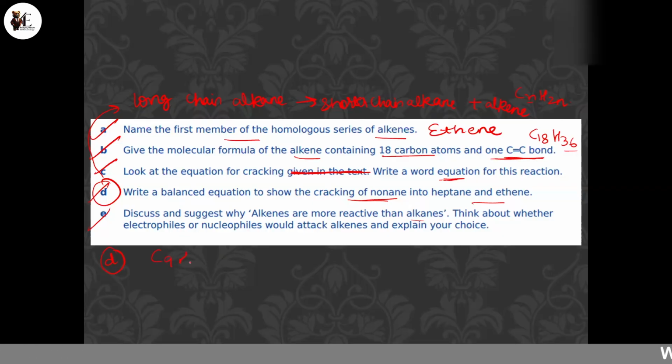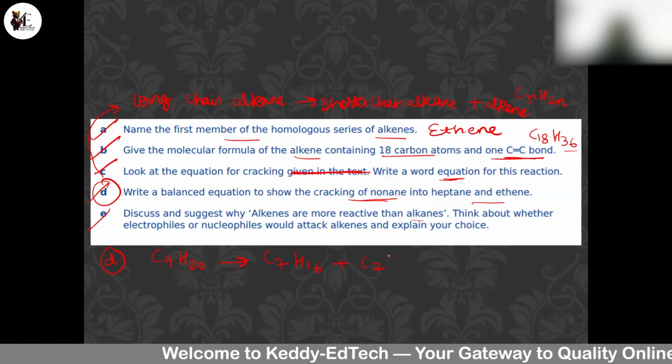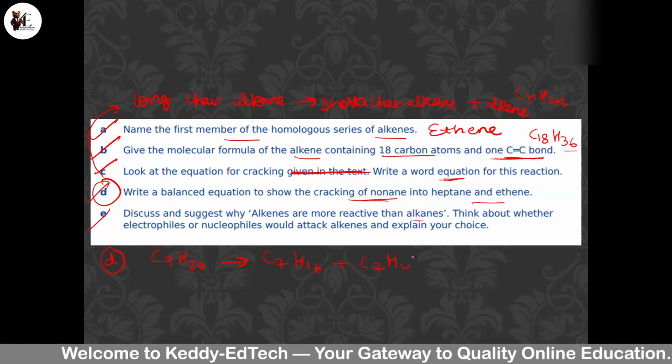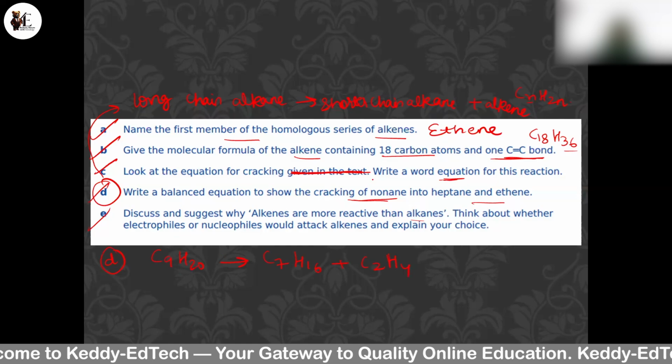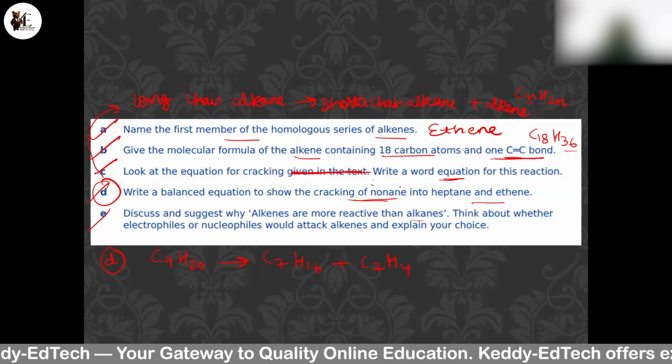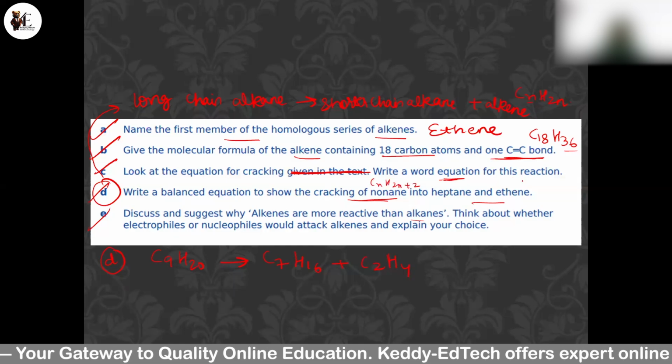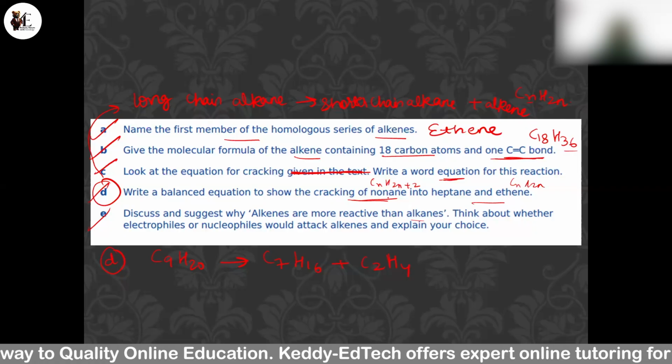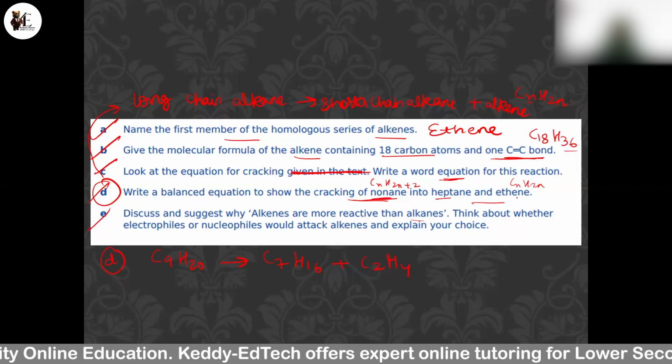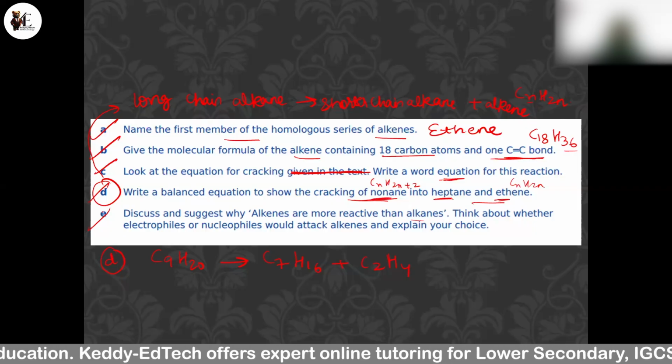C9H20 gives, like an arrow, C7H16 plus C2H4. Yes. Because we know the general formulas: for alkane it is CnH2n+2 and for alkene it is CnH2n. Non means 9 carbon atoms, hep means 7 carbon atoms, and eth means 2 carbon atoms.